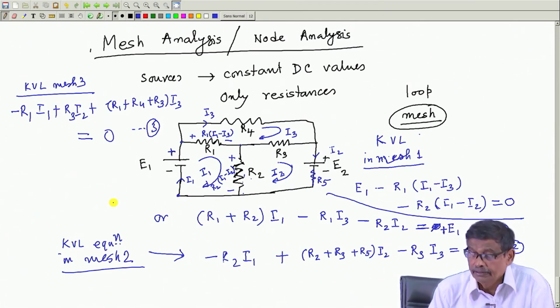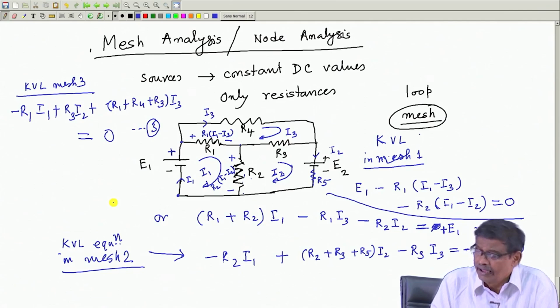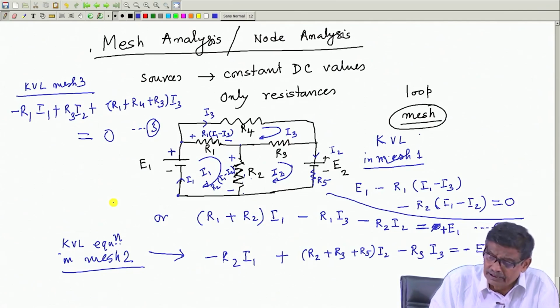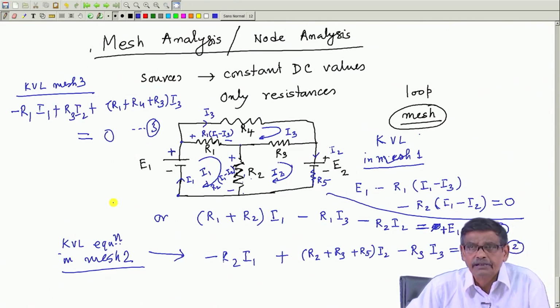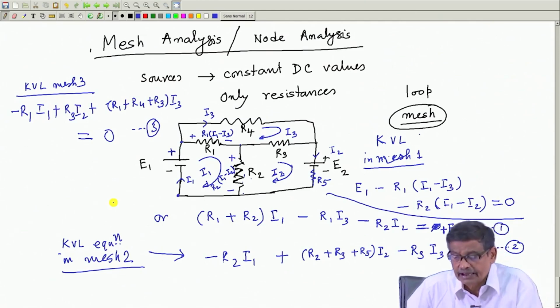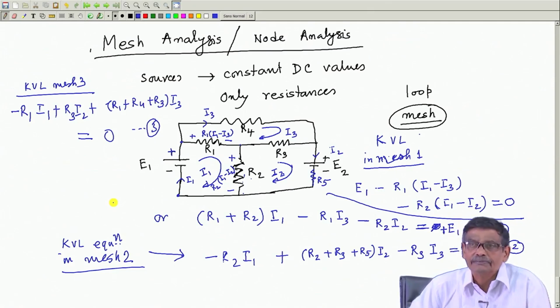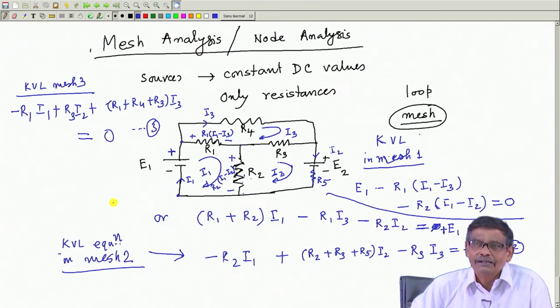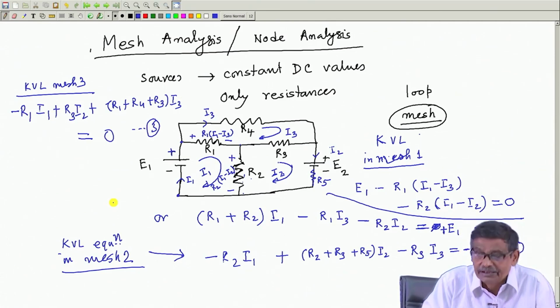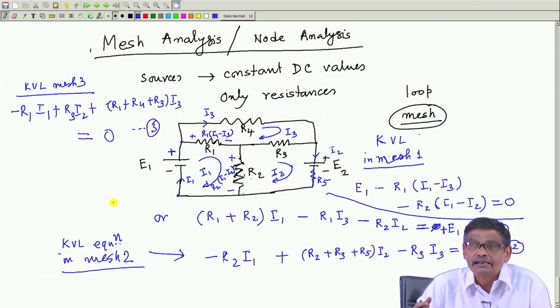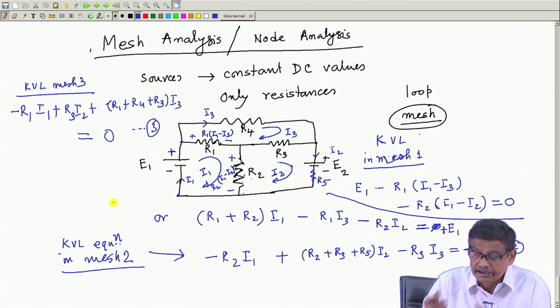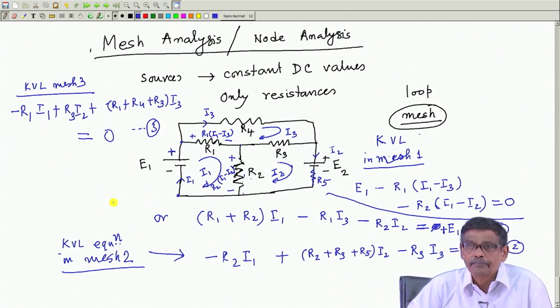Only one point I will tell, that I can choose any other loop, for example, the outer loop, KVL will be satisfied. Yes, it will be, it has to, and one can say, okay, I will get another 4th equation, that is not to be. It will also give you another equation, no doubt, but that equation will not be an independent equation. That equation can be generated from these 3 equations only.